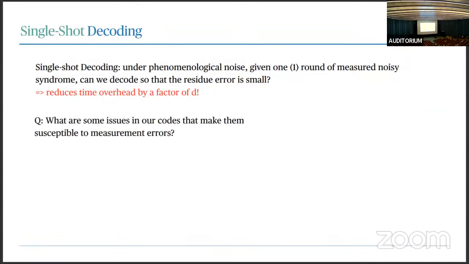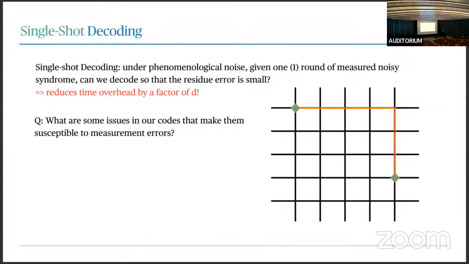And as we have seen earlier with the example of the toric code, as is the case for a lot of different codes, this doesn't work. You can't just give me 1 round of noisy syndrome information and expect me to be able to work magic. But what are some really important issues or barriers preventing, for instance, the toric code or a lot of other codes that we see from being single shot or from being resistant to measurement errors? Okay, but so let's again use this example.